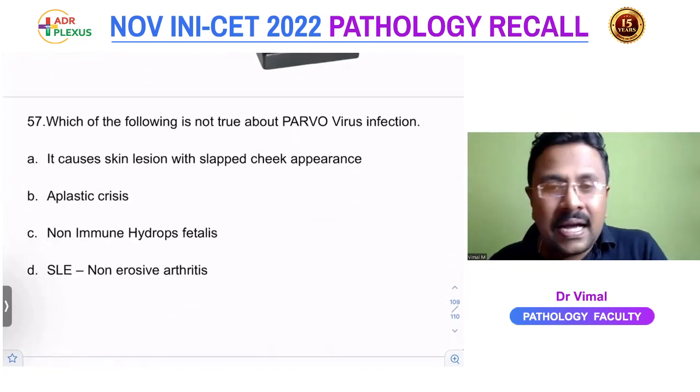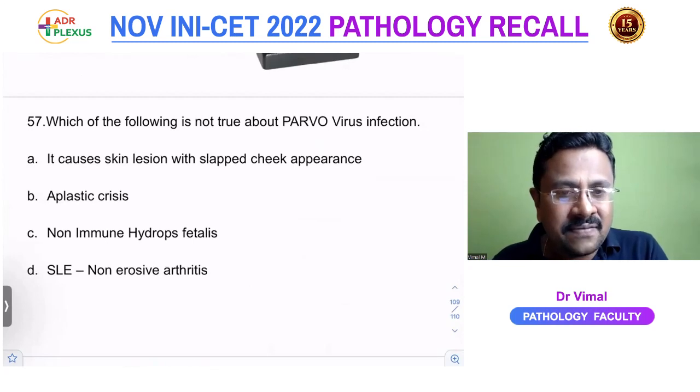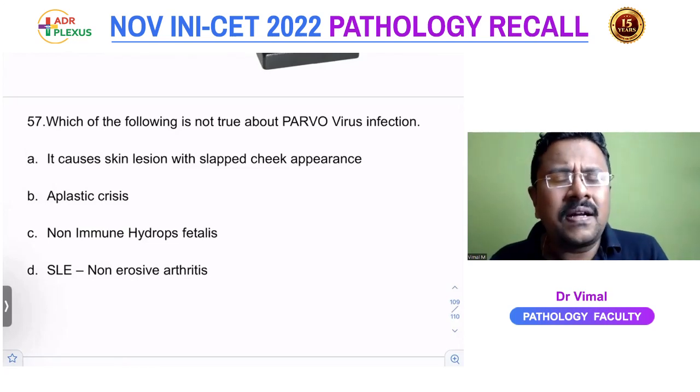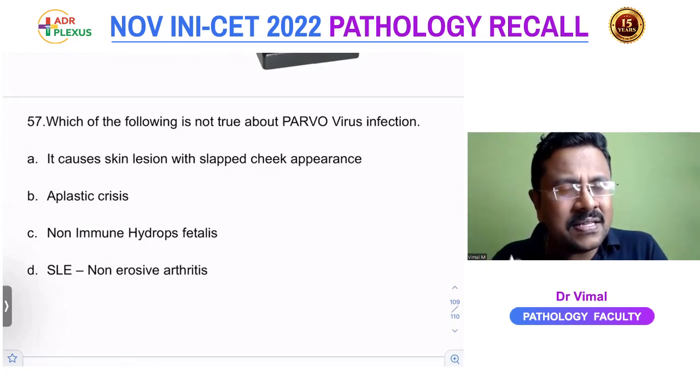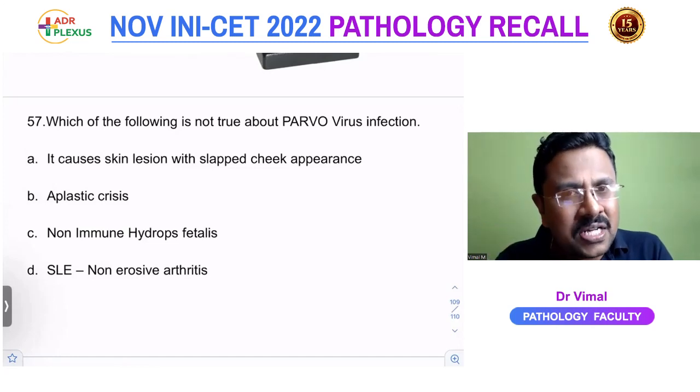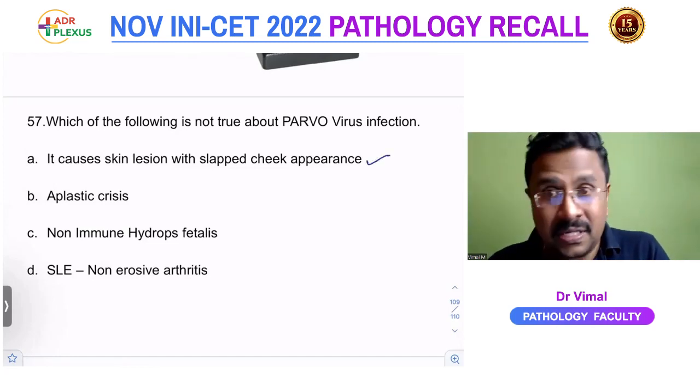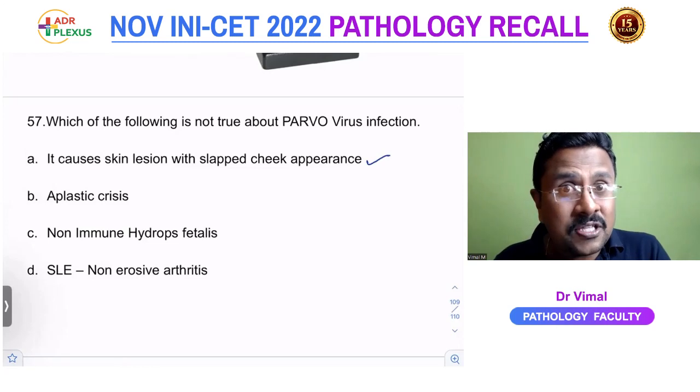And the next question which we will be discussing is: which of the following is not true about parvovirus infection? Parvovirus is one topic, guys, which we refreshed and revised many times during our classes, and it is a very important topic. It causes skin lesions with the slapped cheek appearance. Yes, that is a correct, true option. Slapped cheek appearance and also erythema infectiosum. Remember, fifth disease, erythema infectiosum.